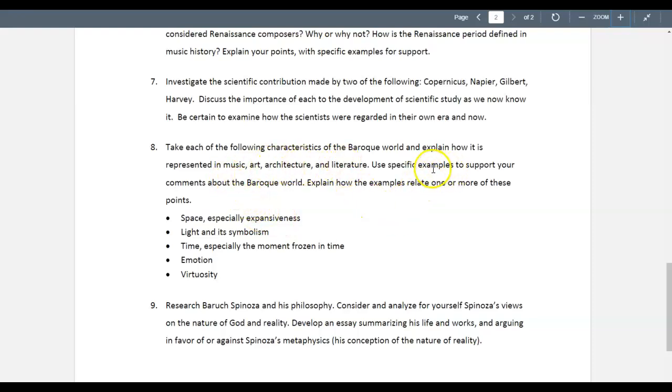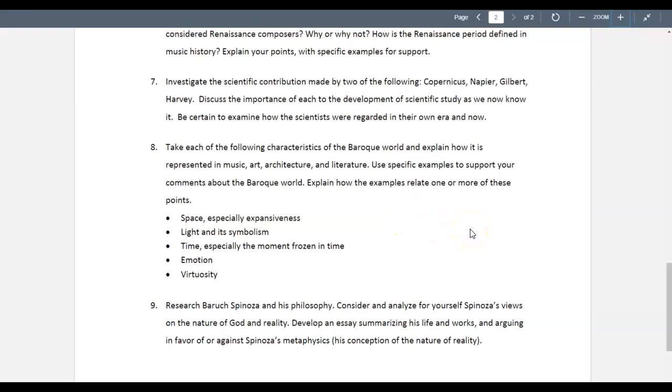And again, you'll want to use an example or specific example for each one of these, so you have a chance to discuss how that example, for music for instance, represents one or more of these traits. Same with the art, architecture, and literature.